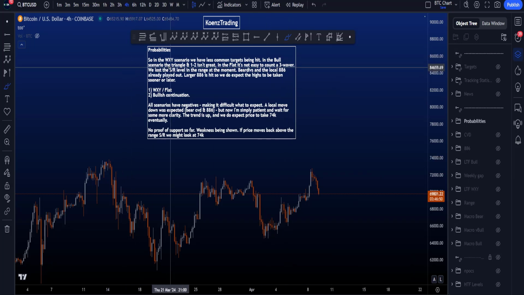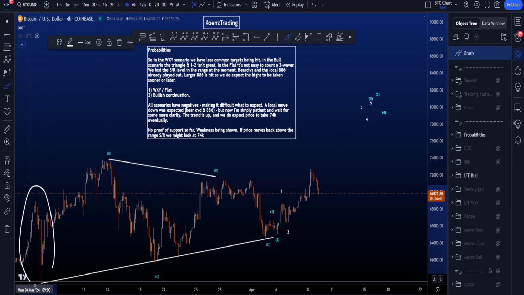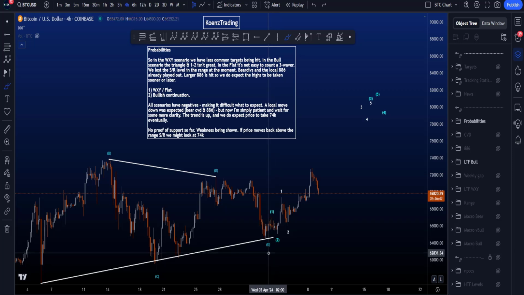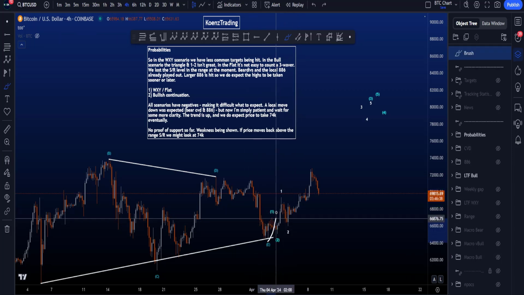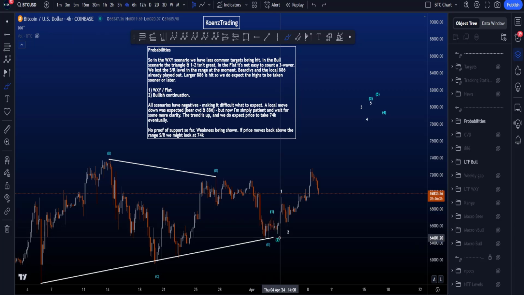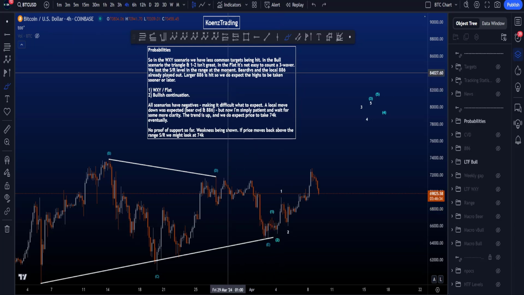In the bull scenario, we have a triangle, a running triangle, which isn't that great as explained, especially because of wave A, and the double 1-2 here is not ideal, as the second wave 1 is longer in time and price compared to the higher degree blue wave 1 that you can see over here.